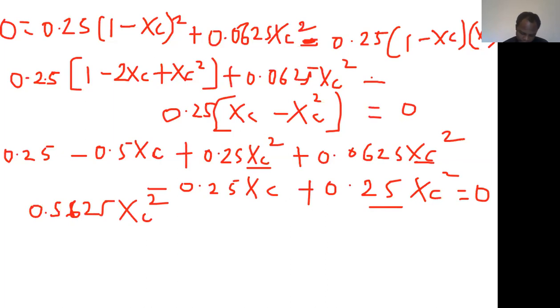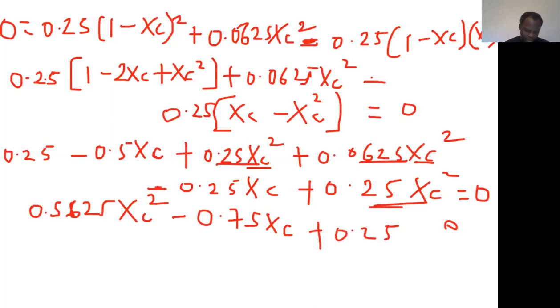So I'm done with this one, and the next one is this. When I add this up also, I'm going to have minus 0.5 minus 0.25. So I have minus 0.75 XC plus 0.25 equals to 0. So this becomes a quadratic equation.